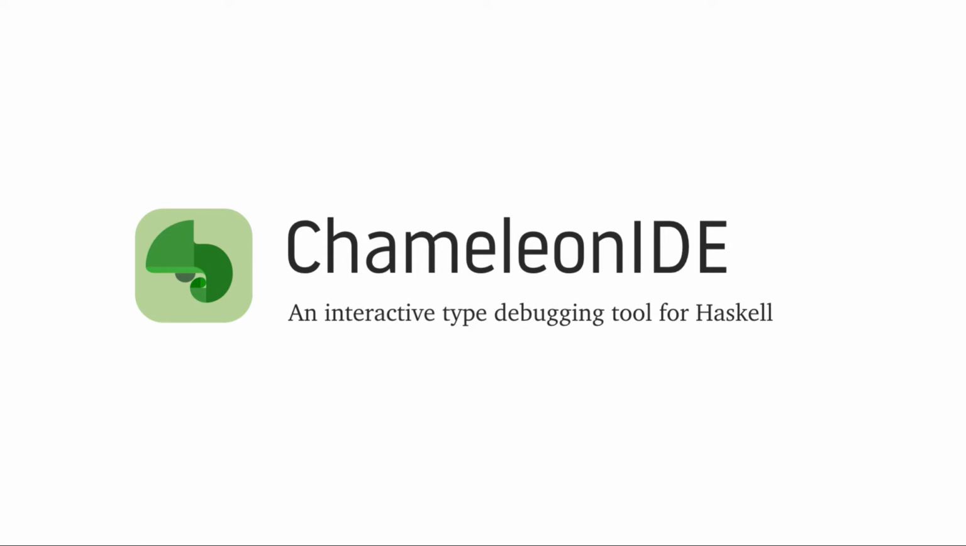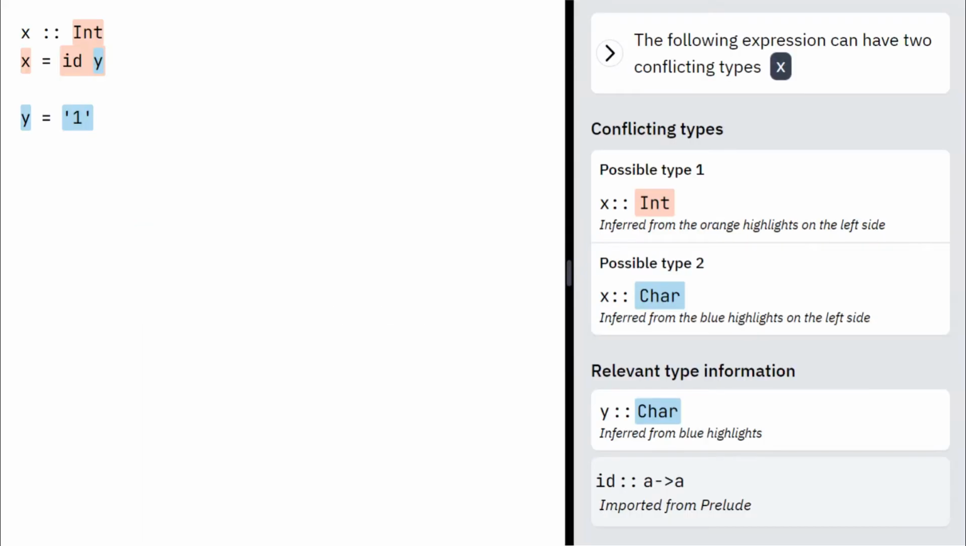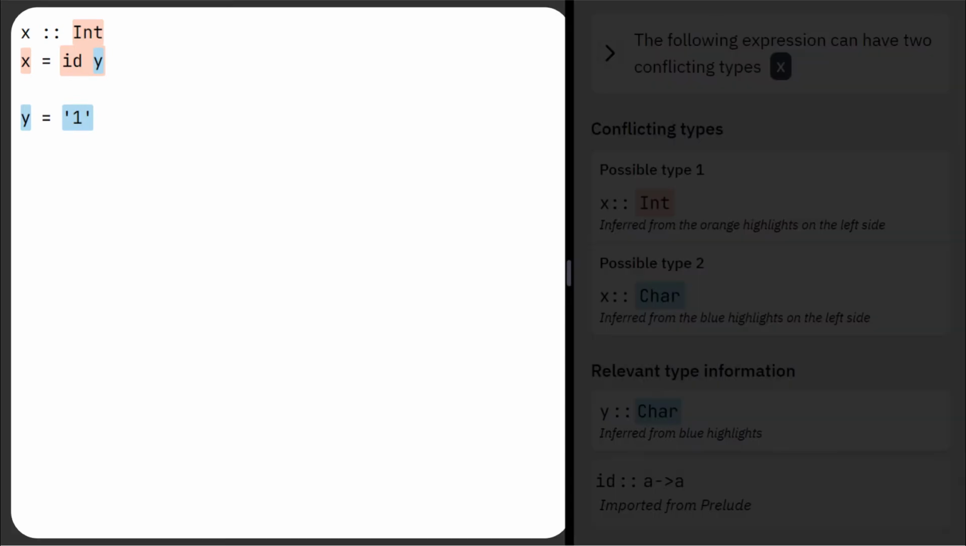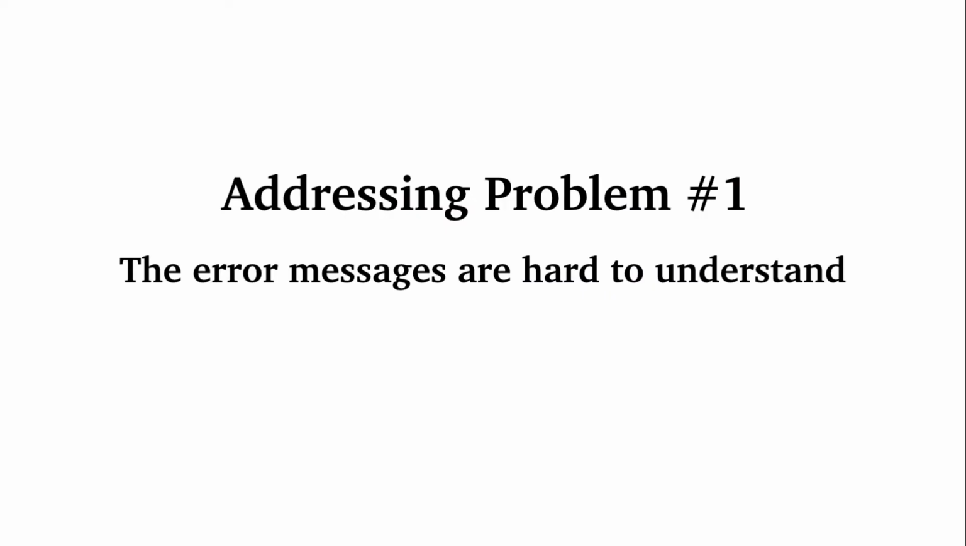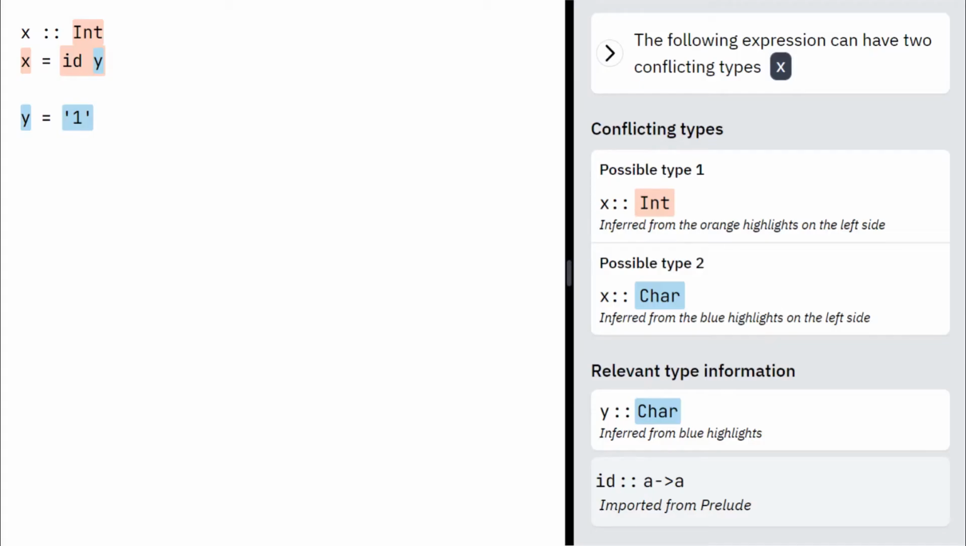We designed ChameleonIDE as our answer to the problem found in traditional type errors. ChameleonIDE uses a familiar design found in many programming environments. It has a text editor window on the left and a debugging window on the right. Instead of plain text, ChameleonIDE communicates type errors through a set of consistent user interfaces.